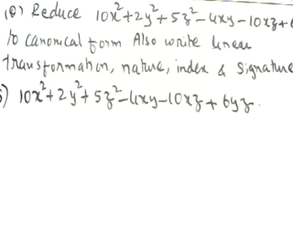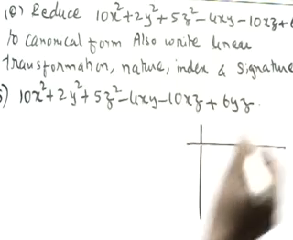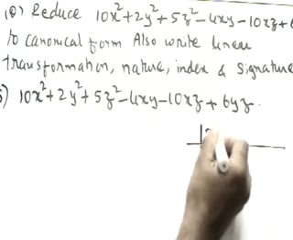See on the board: reduce the quadratic form to canonical form. Also write the linear transformation, nature, index, and signature. Let us first change the quadratic form into matrix A. You have already done this.